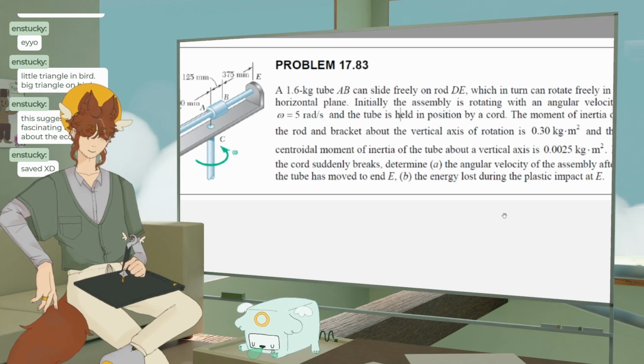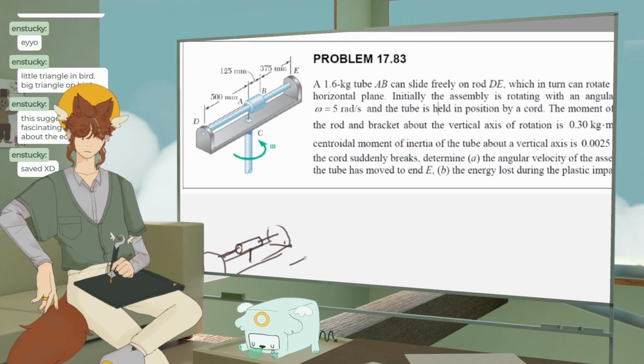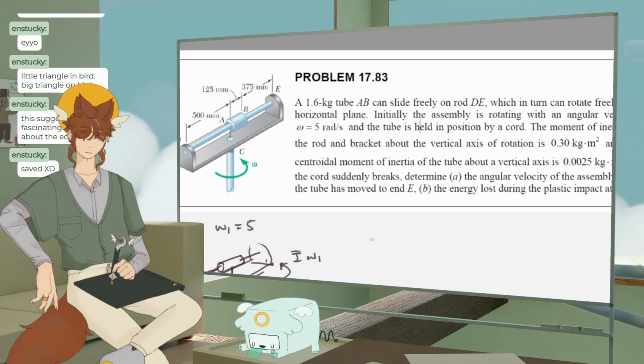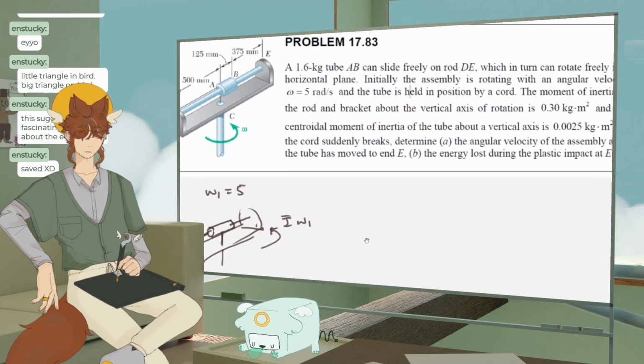Okay. Our first position is going to be this. Does it matter if I draw it in 3D? I think we can draw it in 3D. I don't think it matters. It's got a cord here. It's spinning with I bar omega 1. Omega 1 equals 5, right? And then we have some impulse that happens.